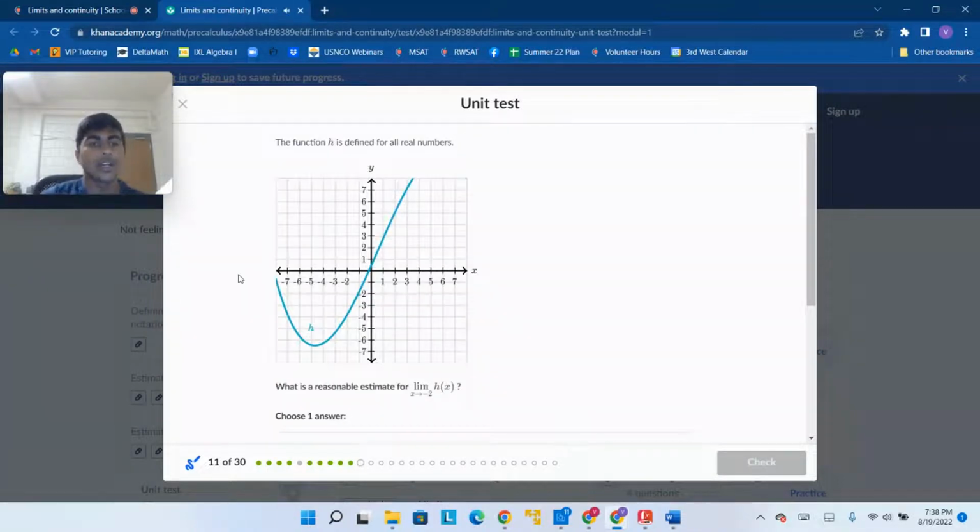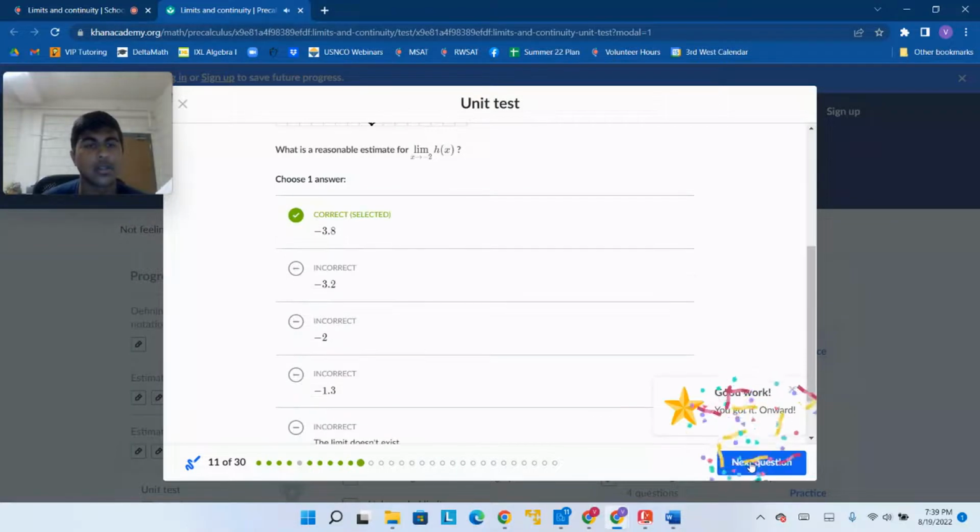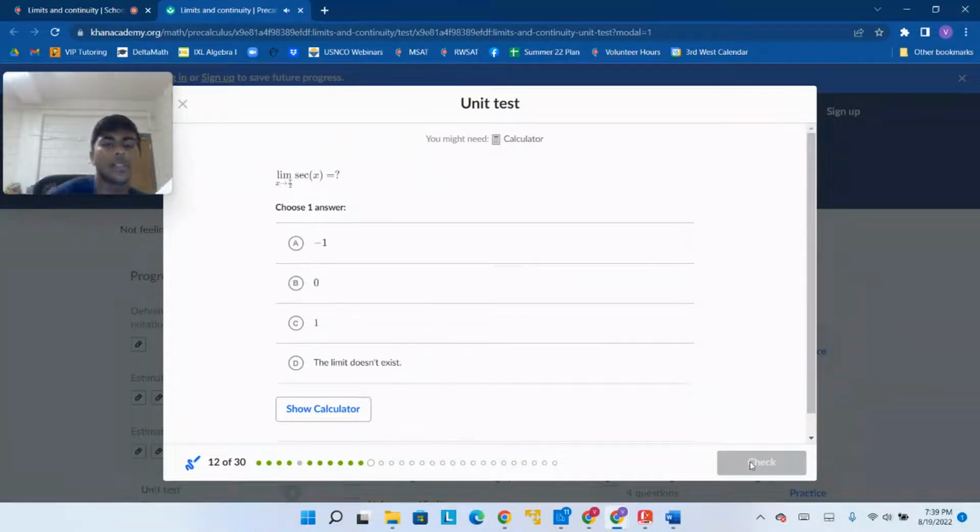Function h is defined for all real numbers. What is a reasonable estimate for the limit as x approaches negative 2 of h of x? Well, as we approach, we get somewhere near negative 4, right? So negative 3.8 seems like a reasonable estimate. Let's keep going. The limit as x approaches pi over 2 of secant x.